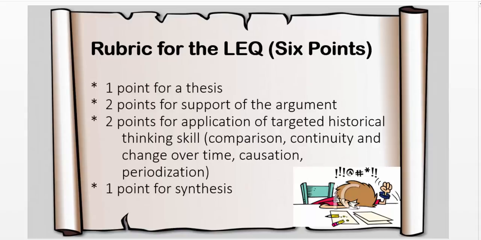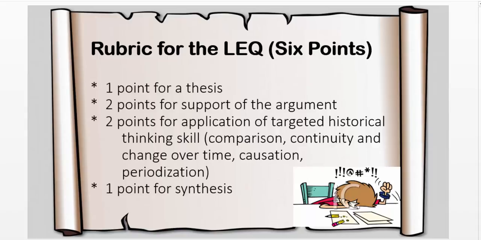Then you will get 2 points for the overall support, the evidence that you use to defend the argument. Another 2 points, there will be a specific historical thinking skill tested. So if it's a comparison of two, so for example, from what we've learned, if you were to compare the New England colonies with the Chesapeake colonies, that would get you 2 points. Continuity and change over time, if you would show some sort of turning point issue, that would get you 2 points. Causation, if the essay is a causes and effects of a war, that would get you 2 points. And then periodization, demonstrating the time period.